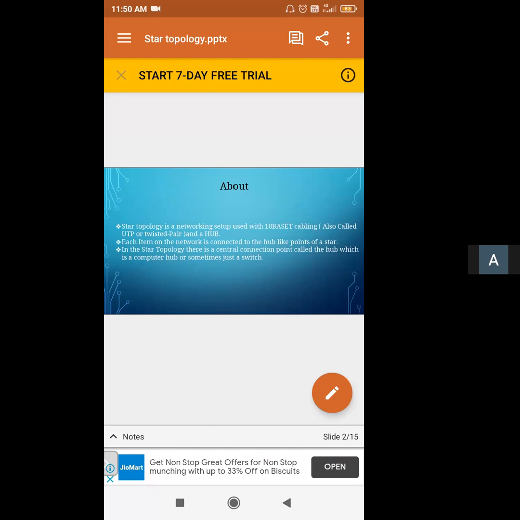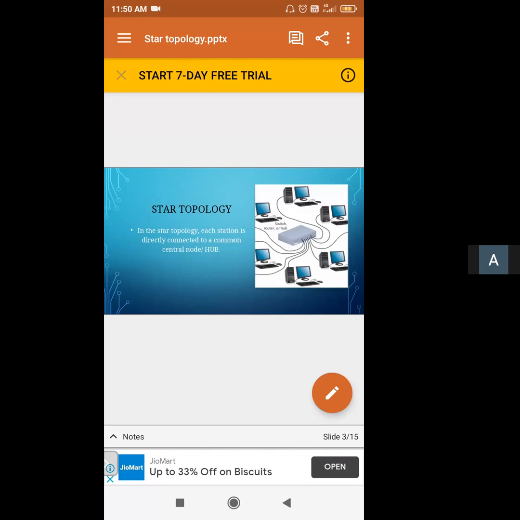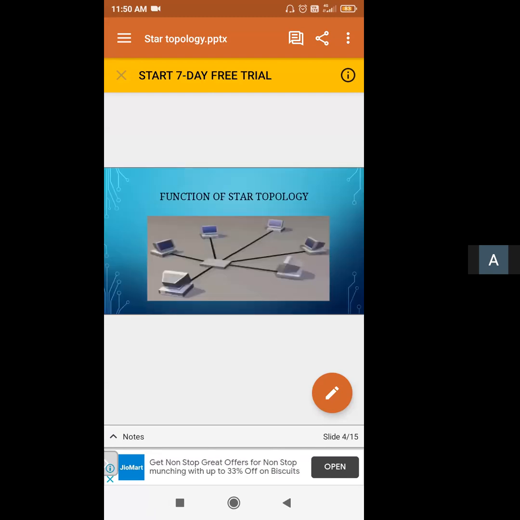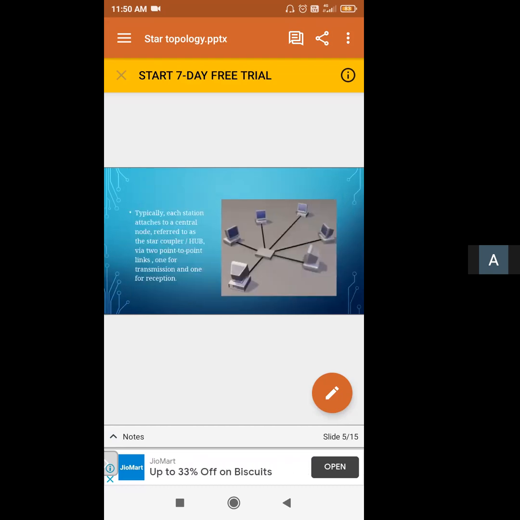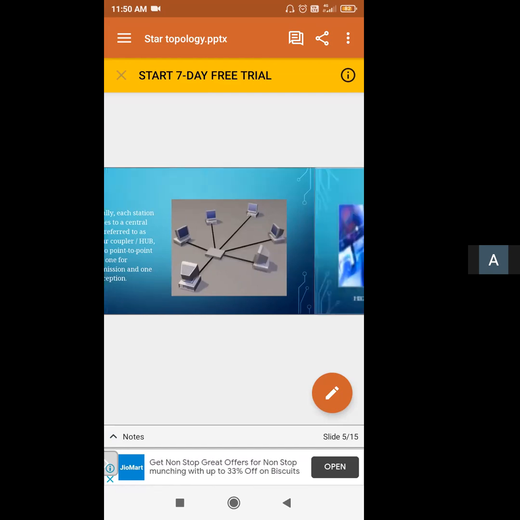In the star topology, each station is directly connected to the hub, like a central node or hub. A star topology is best suited for a smaller network and works efficiently when there is a limited number of nodes. Functions of star topology. There are many functions of star topology. Typically, each station is attached to the central node, referred to as a star coupler or hub, by two point-to-point links, one for transmission and one for reception.